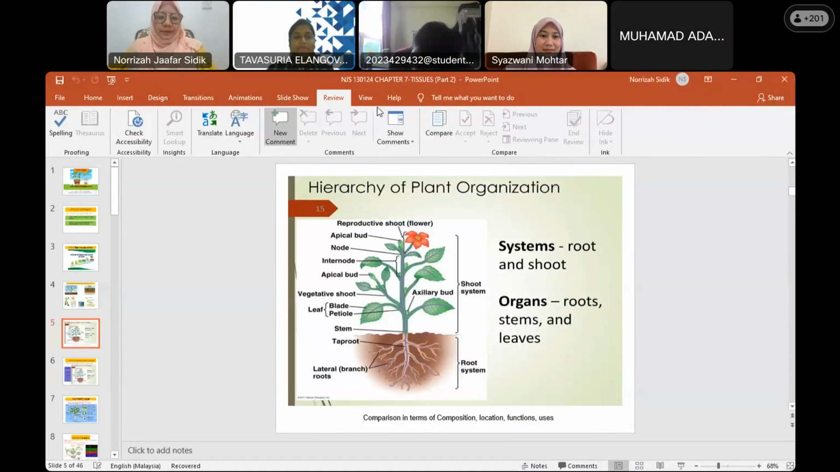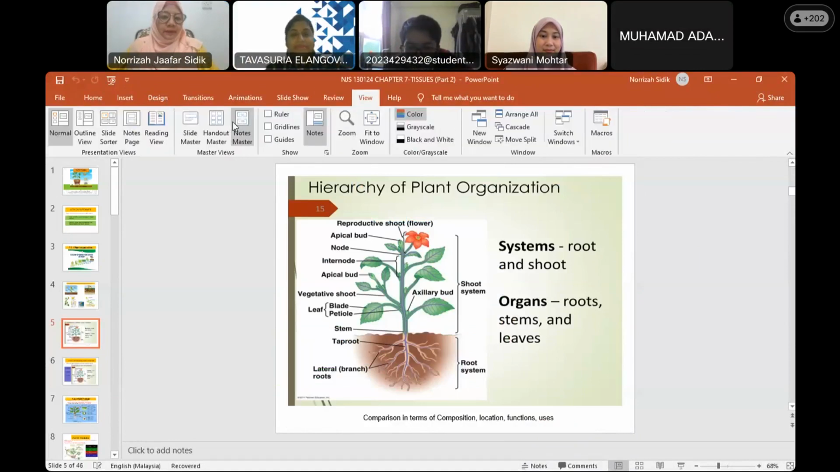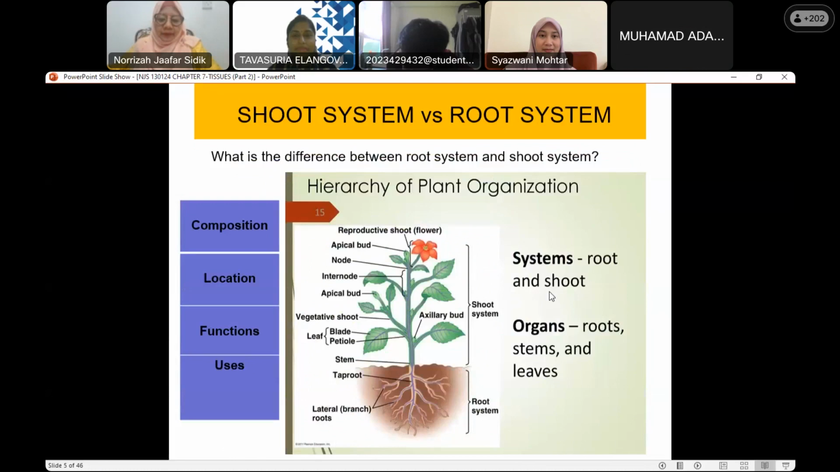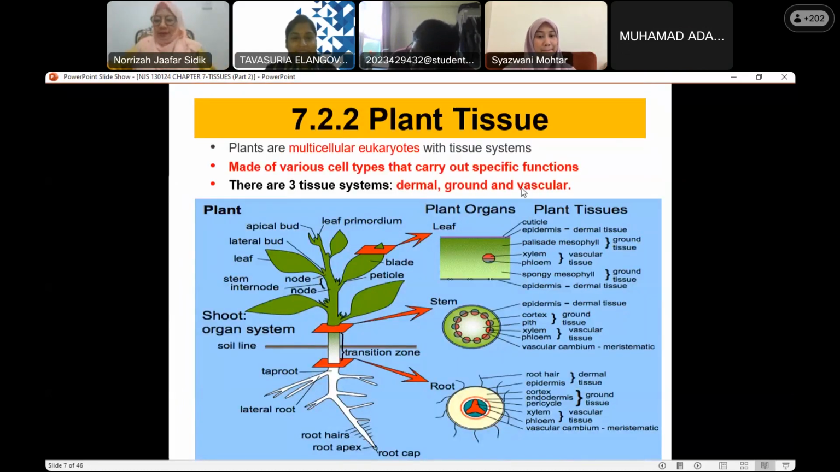Okay, so I will show you the reading view. Okay, so I stopped at this one, the difference between the root system and the shoot system. Now I continue with the plant tissues here.